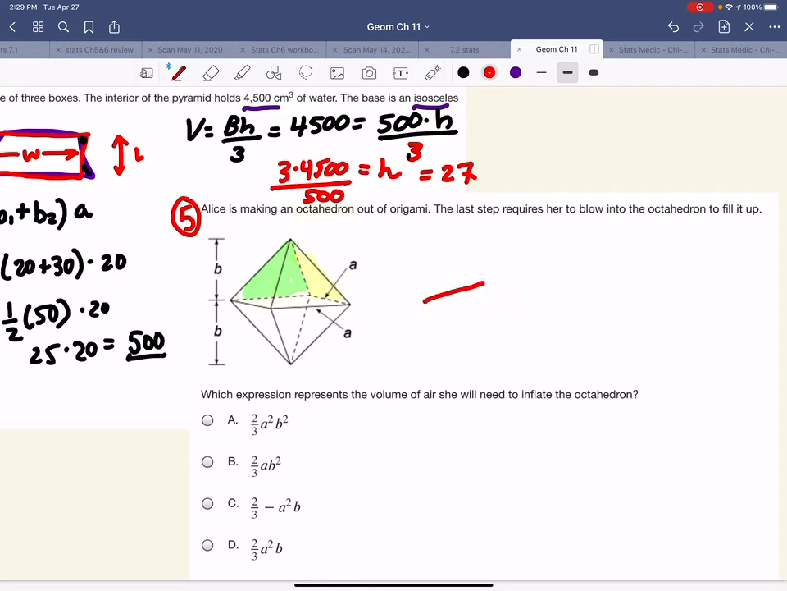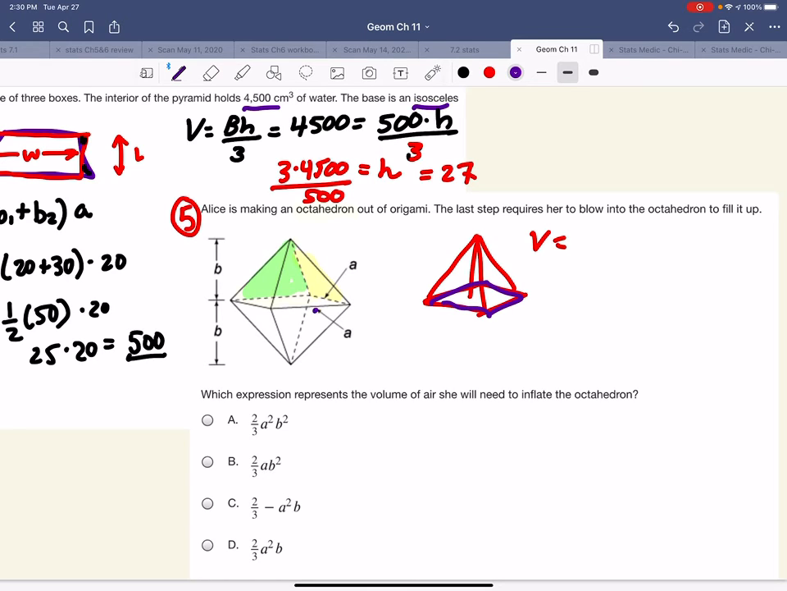Now, what is it really, though? Well, what we've been calling these is square pyramids, right? There's a square pyramid on top and a square pyramid on the bottom. So we're just going to find the volume of the first one and then double it, because it looks like it's the same dimension. So the volume of anything is the area of the base.